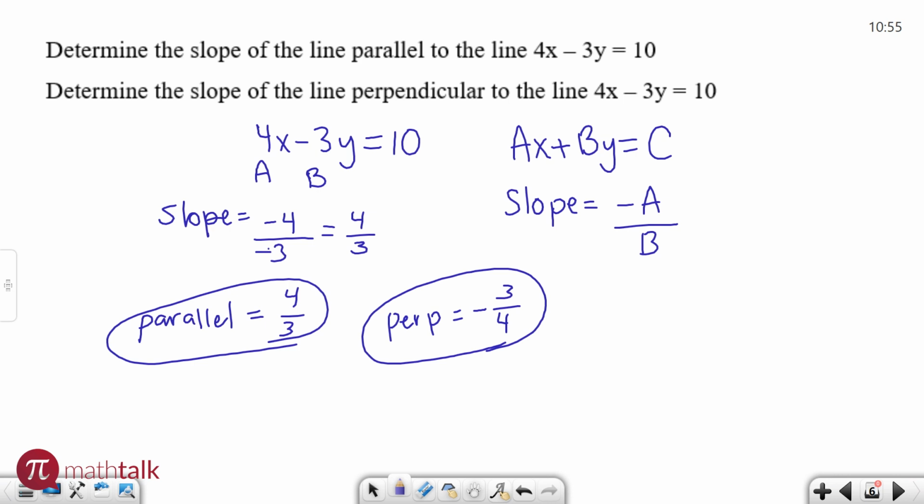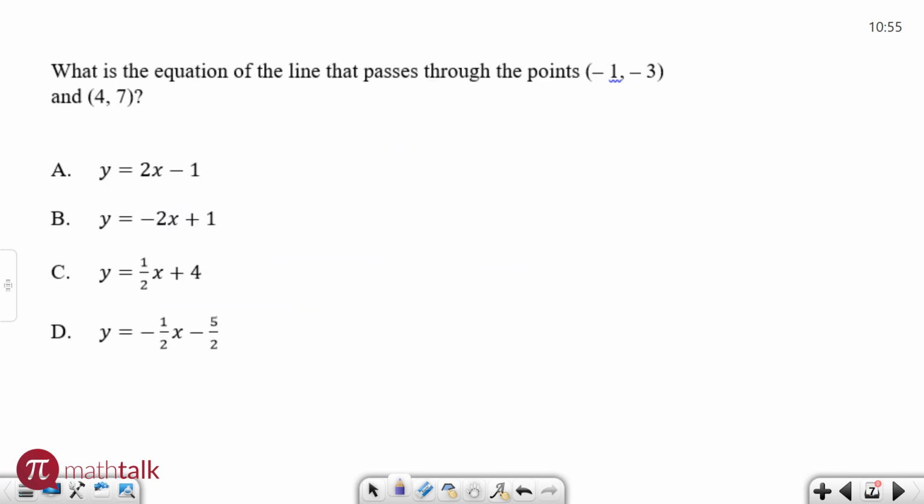So let's look at one more example related to slopes. Okay? So we have an equation that is listed here as a couple of different examples. And they ask you, what's the equation of the line that passes through the points -1, -3, and +4, 7? And I like problems like these because they give you actual answer choices. You pick A, B, C, or D.